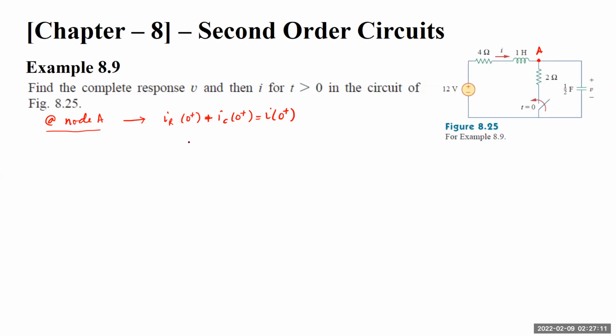We know that IC, the capacitor current, is given as C times dV/dt. So at 0+, we can write C times dV(0+)/dt. Just replace IC by C dV/dt. Now, what will be the value of IR? The circuit will look something like this. Let me draw it again for convenience.